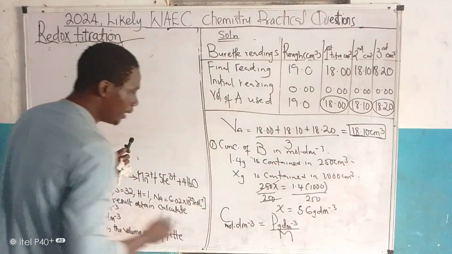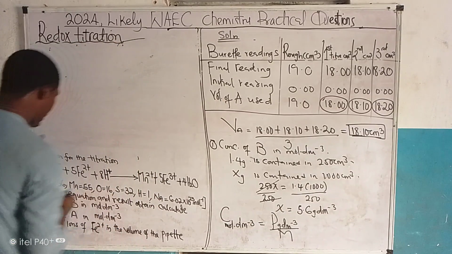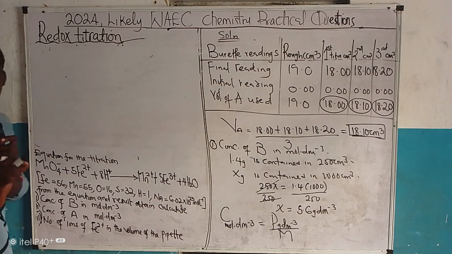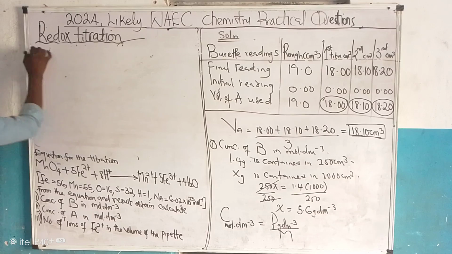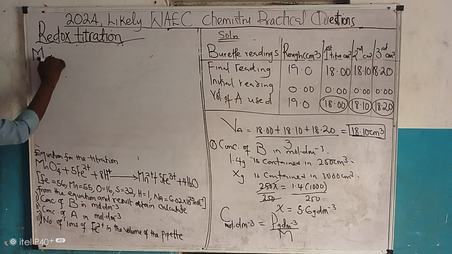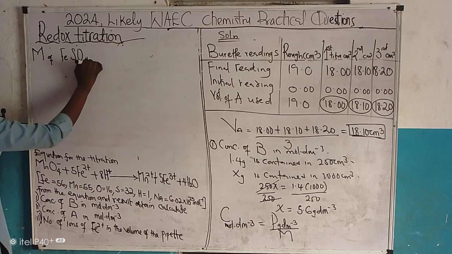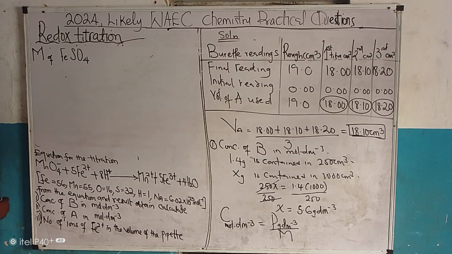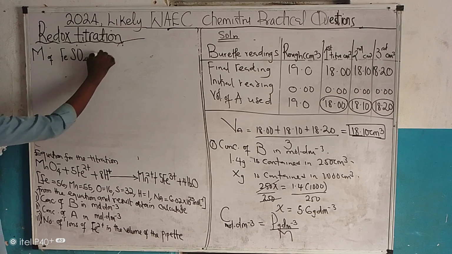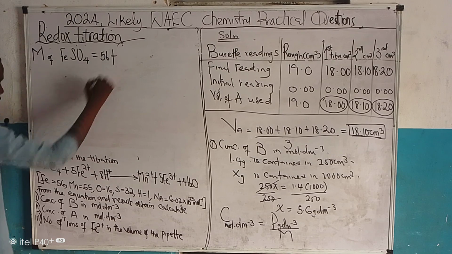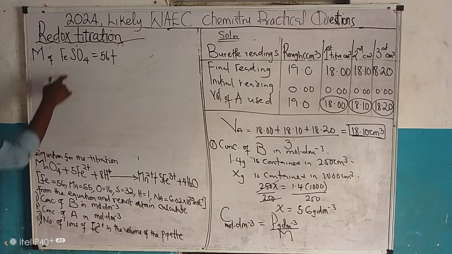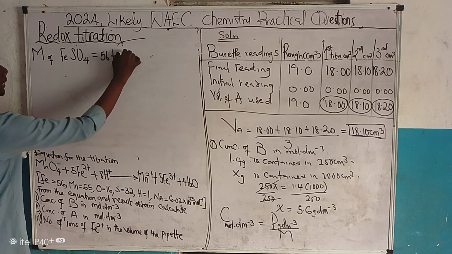So what do we do now? Let's calculate the mass of B. B is FeSO4. Let's calculate the molar mass of FeSO4. The mass of iron is given here as what? 56, plus the mass of sulfur is 32.